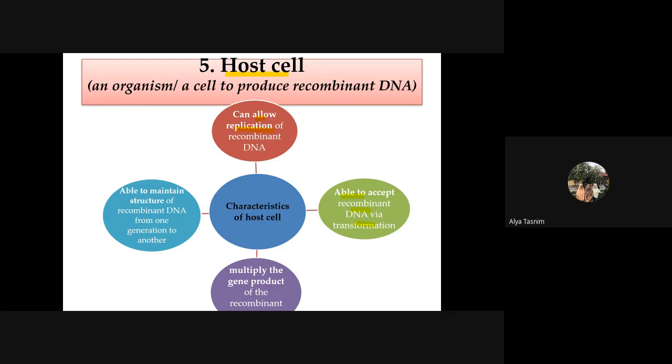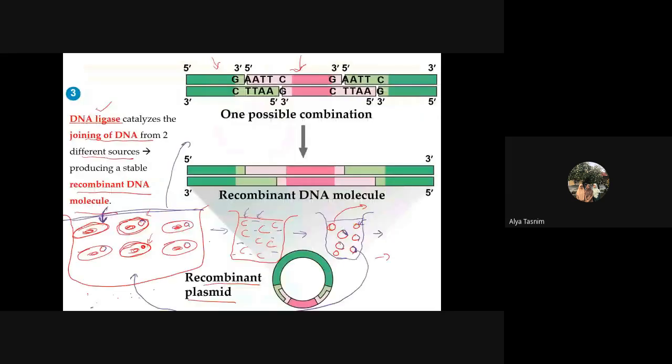So these are the 4 characteristics of the host cell. Number 1, can allow replication of recombinant DNA. Masa bacteria tu multiply, dia akan juga multiplykan recombinant DNA. Able to accept recombinant DNA through transformation. And then multiply the gene products. Okay, gene product tu is the enzyme lah. So bila bacteria cell tu membahagi, dia juga akan menghasilkan gene product tu juga. Kalau ada gene of interest yang boleh hasilkan insulin, so maksudnya sekarang ni bakteria tu boleh dah menghasilkan insulin juga. Okay, so able to maintain structure of recombinant DNA from one generation to the other.